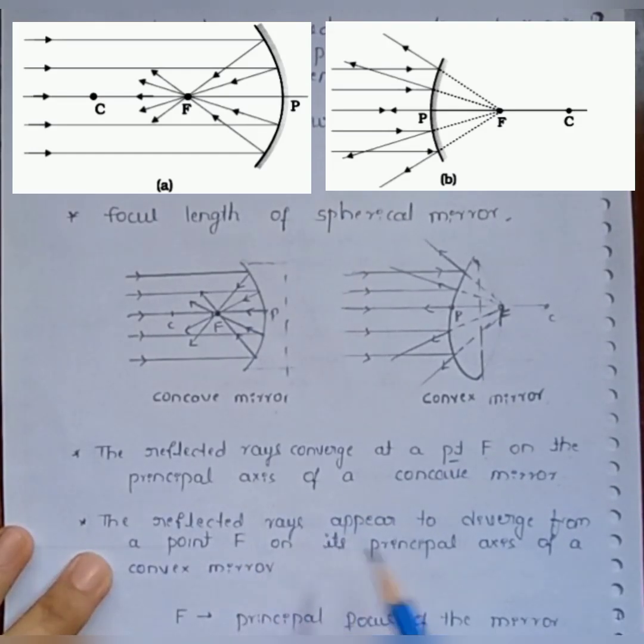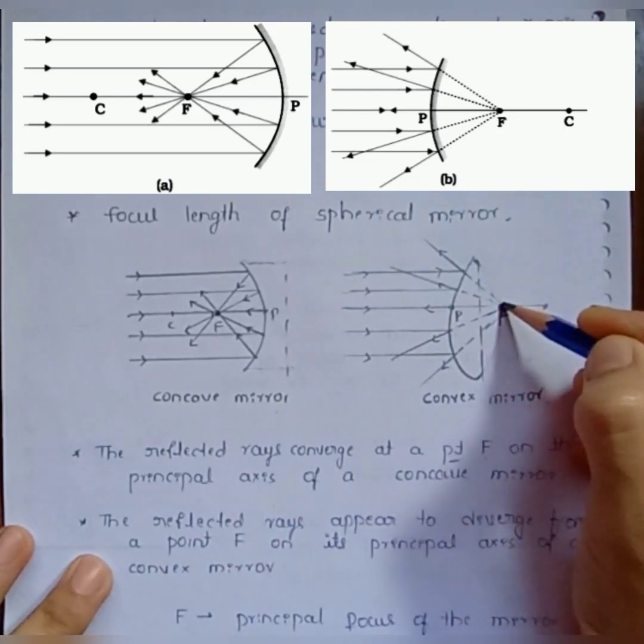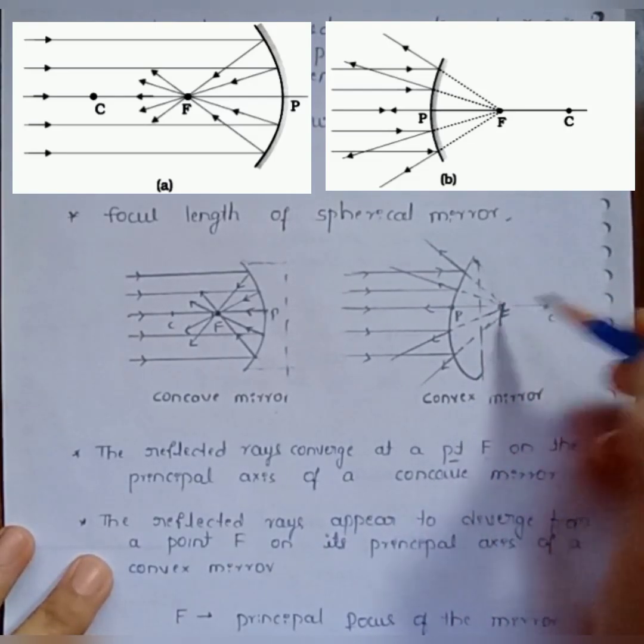The reflected rays appear to diverge from a point F on the principal axis of a convex mirror.